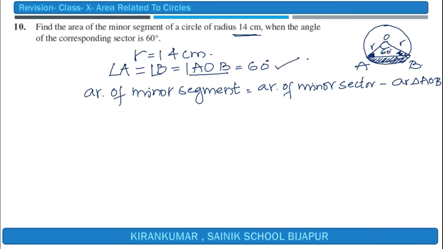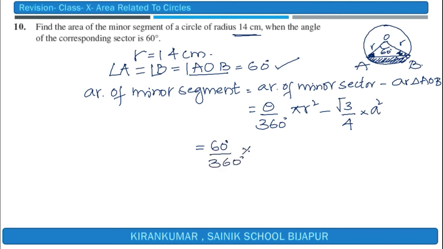Now from this we can say that it's an equilateral triangle, so area of minor sector is theta upon 360 degree multiplied to pi r square minus the area of equilateral triangle is given by root 3 by 4 a square. Now let's substitute. The angle is 60 degree upon 360 degree multiplied to 22 upon 7 into radius square is 14 times 14 minus root 3 upon 4 into the side is also radius, which is 14 times 14.